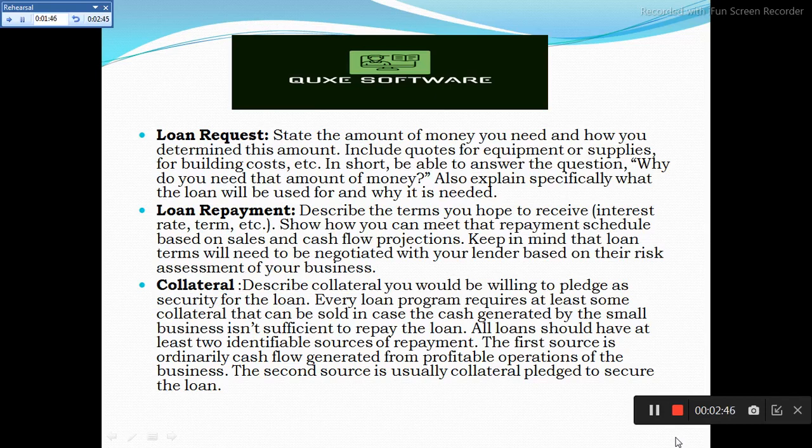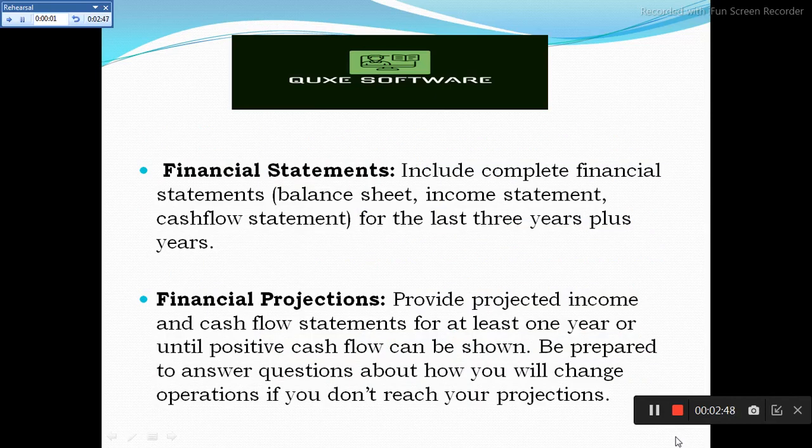Financial statements. Financial statements include balance sheet, income statement or profit and loss account, and cash flow statement for the last 3+ years. It differs from country to country. If your business is already in existence, then financial statements for 5 years backward and 5 years forward from the current date are included. If it's a new organization, then financial statements for 5 years forward will be included.